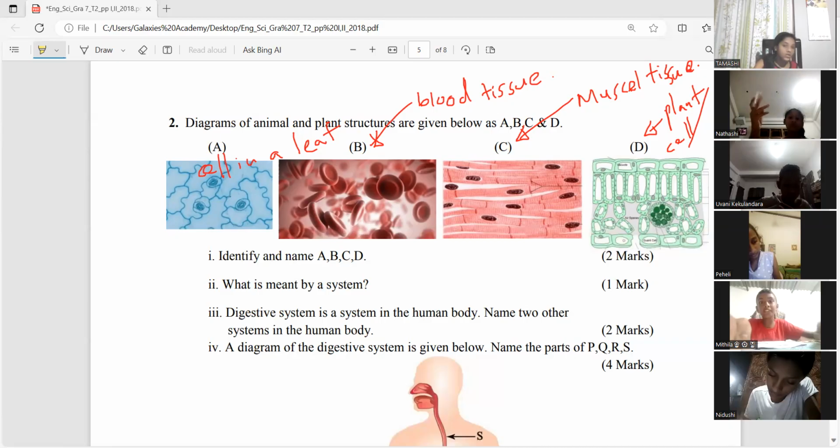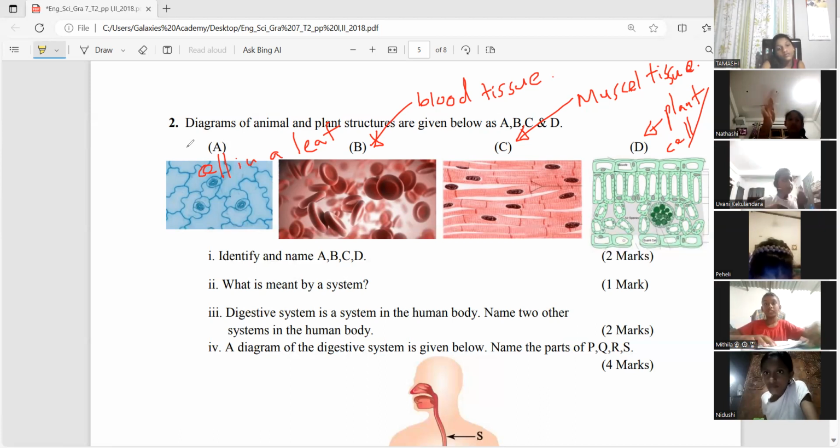Sir, what is in the first picture? Cell in a leaf. Cell in a leaf.